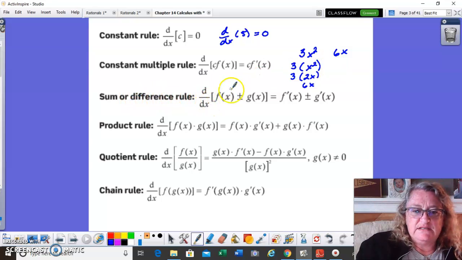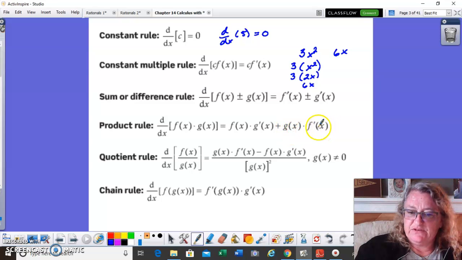Sum or difference. If we're adding two functions together, we can take the derivative of them individually and still add them or subtract them. Product rule, we take the original function multiplied by the derivative of the second function, add to it the second function multiplied by the derivative of the first. Quotient rule, we do the second function times the derivative of the first minus the first function times the derivative of the second. So that's backwards from the product rule, but we have a minus sign in there. And we take the second function and we square it.